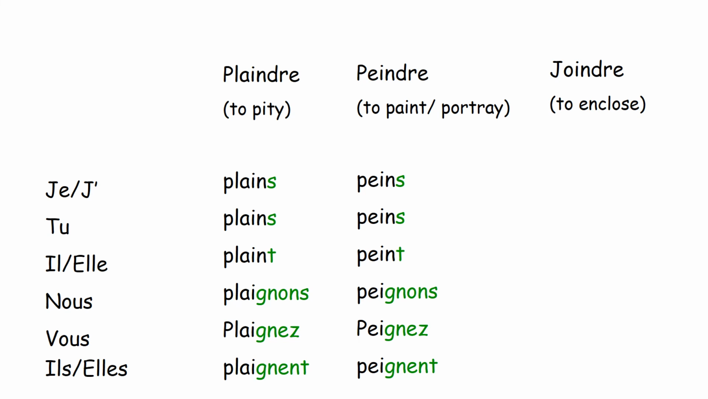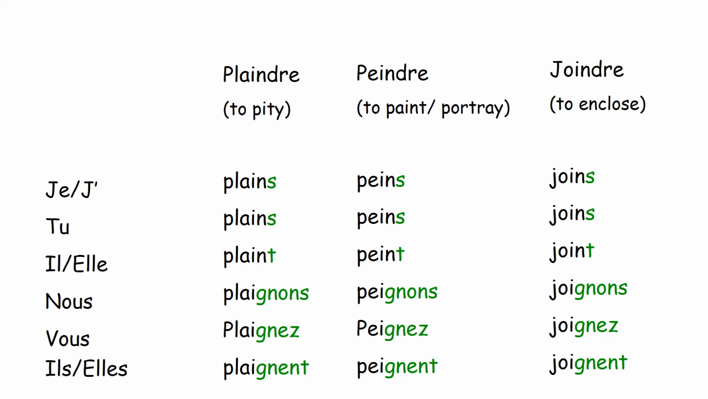The last one, joindre, O-I-N-D-R-E. Try to conjugate it by yourself. If you are able to conjugate it, it means you understood the rule. And if it is wrong, you can see the answer and correct your mistakes. So it is, je joins, tu joins, il joint, nous joignons, vous joignez, ils or elles joignent.